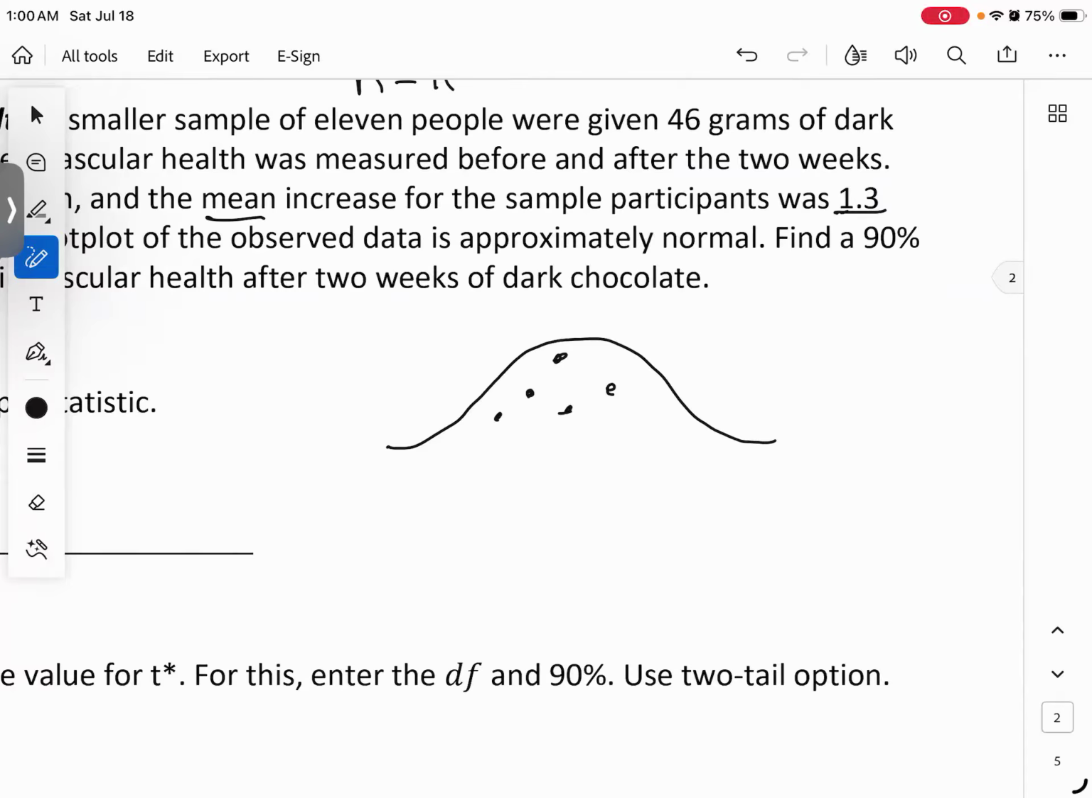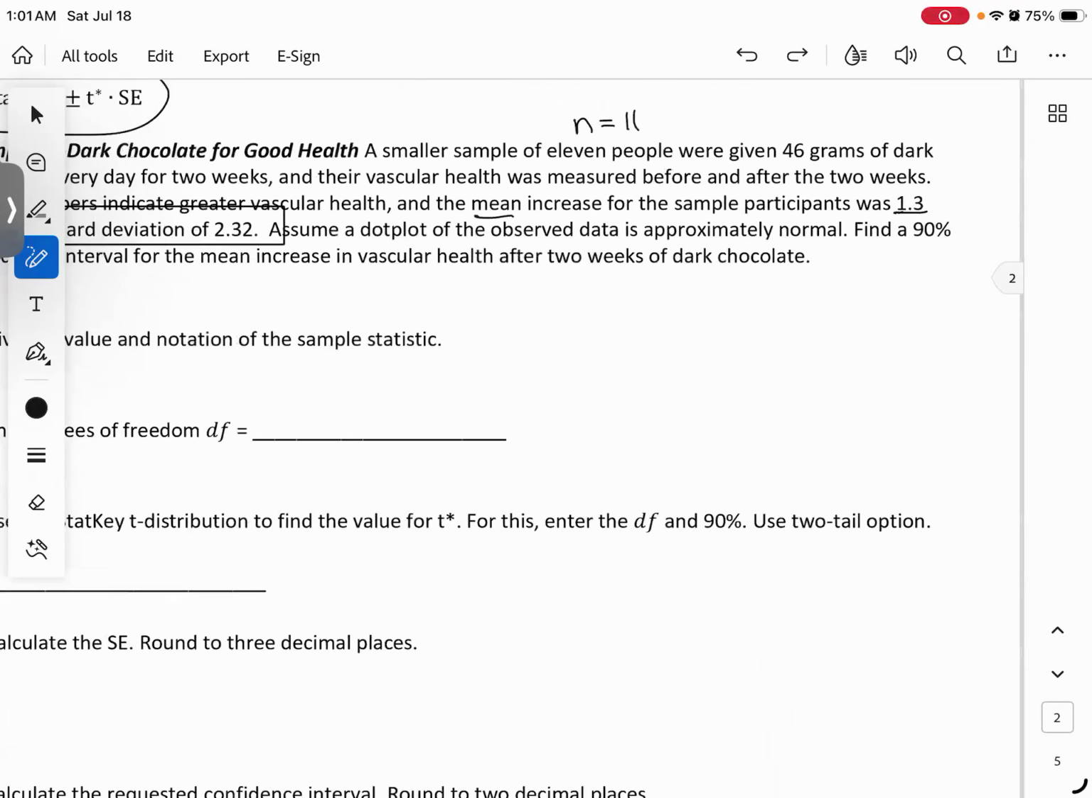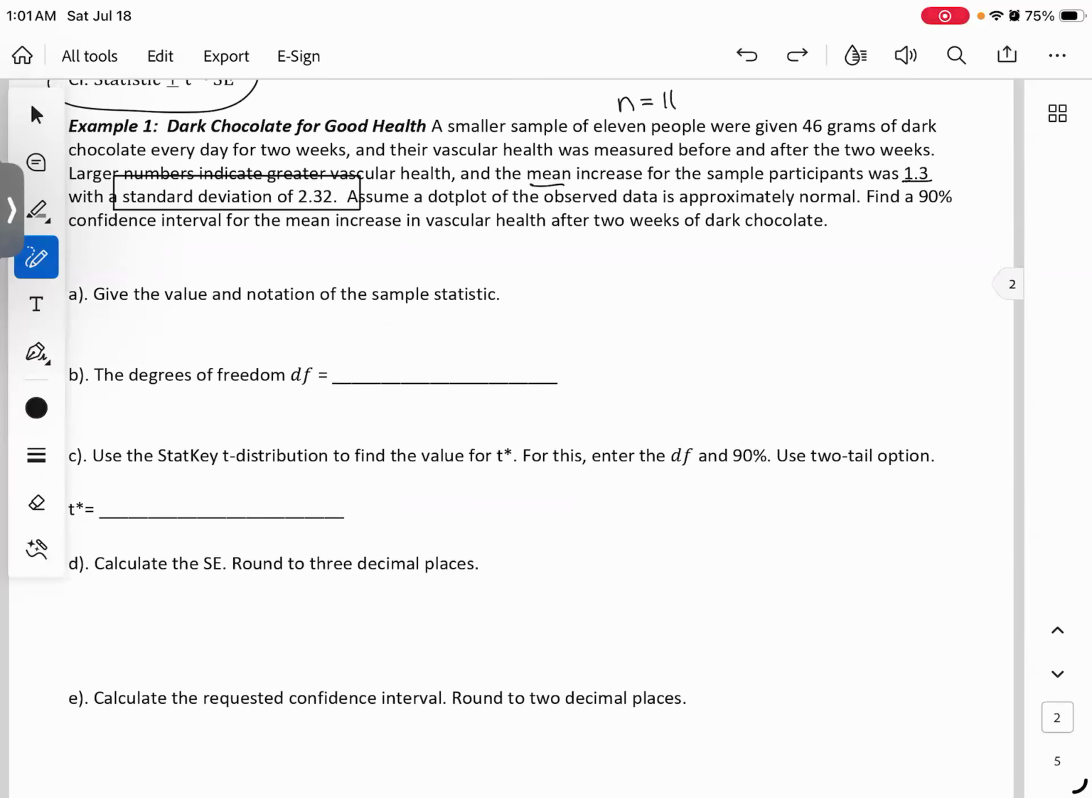1, 2, 3, 4, 5, 6, 7, 8, 9, 10, 11. If it wasn't, then there'd be a chance that it could be skewed or biased, so they would recommend maybe using the bootstrap method rather than the T distribution, because shape-wise it's not going to pair up well with the symmetry. But they're saying assume that it is, right? Assume that the normality assumption is okay. So let's find a 90% confidence interval for the mean increase in vascular health after 2 weeks of dark chocolate.